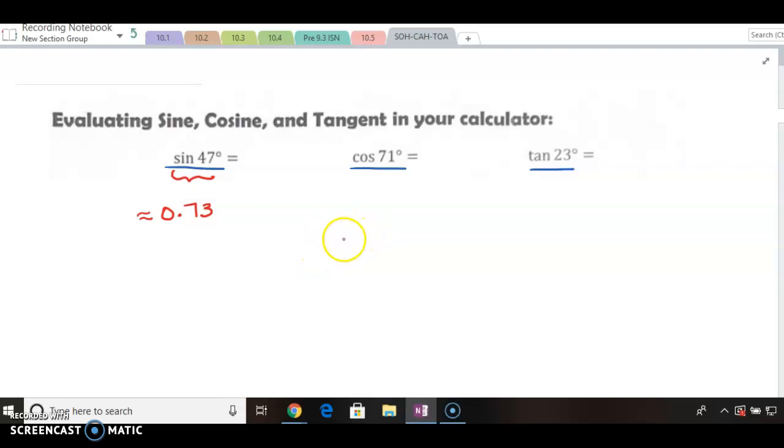Okay, go ahead and put cosine 71 in your calculator. And yes, when you put it in your calculator, it does ask for parentheses, so you just do that. And you should get roughly 0.325-ish. And then tangent of 23, when you put that into your calculator, you get roughly 0.42.